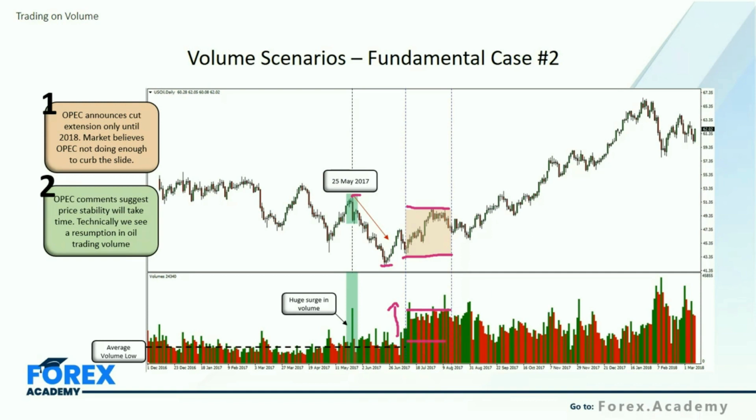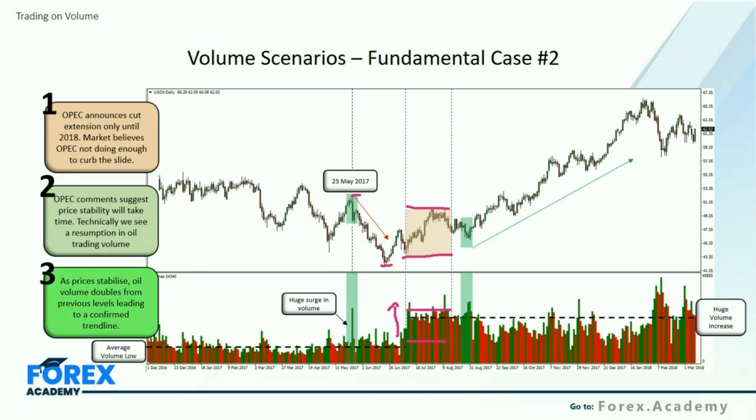Now, as the story evidently moves on, what we see is prices stabilizing. Oil volume doubles from previous levels, leading to a confirmed trend line. So if the objective is not necessarily a quick price rise in the oil market, it's price stability. That is telling the story technically in this chart. That is exactly what we can see with a huge volume increase over the long period, leading to price stability.